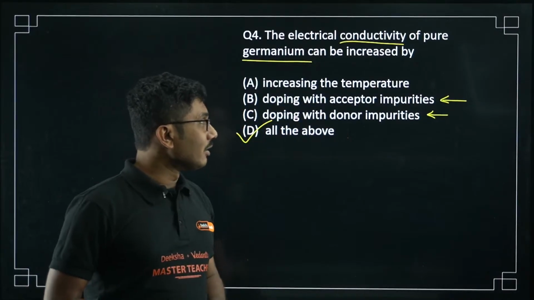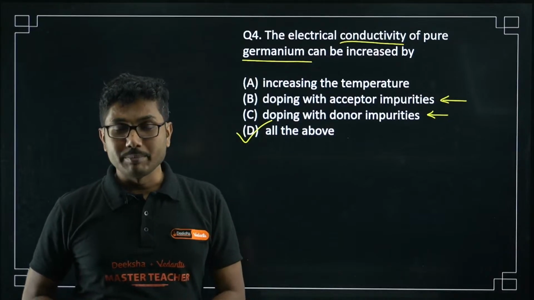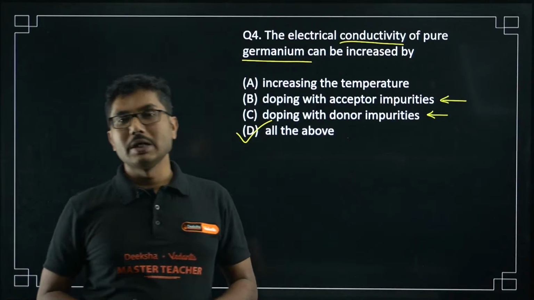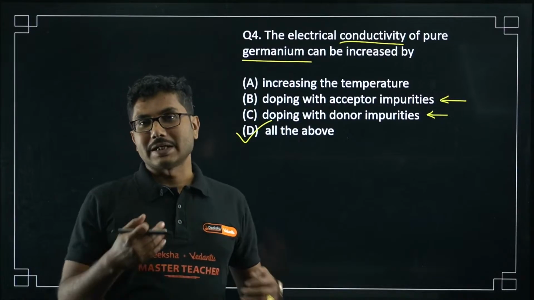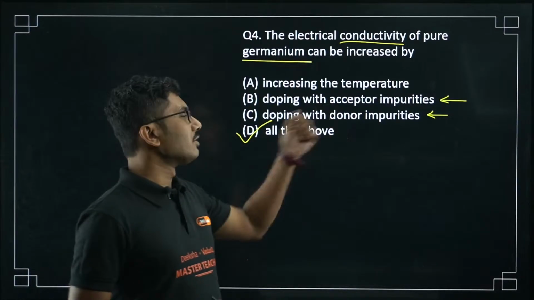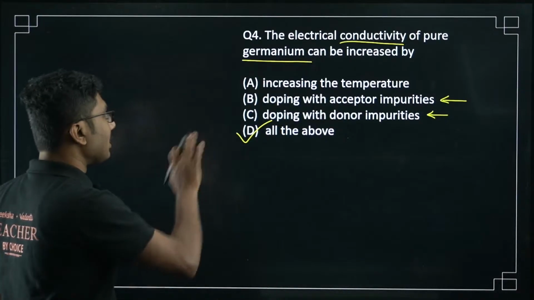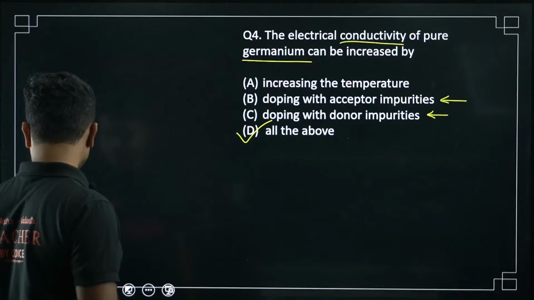Again, doping with donor impurities, basically you are doping with electrons, extra electrons, you are injecting free electrons which can conduct electricity. So then again it is also improving its conductivity. So all of the above is the answer for this question.